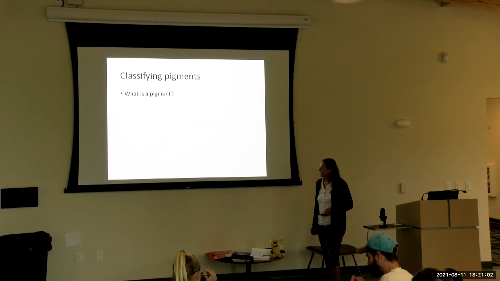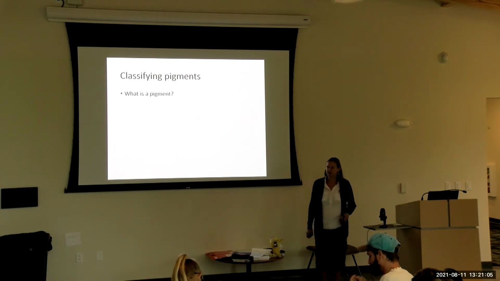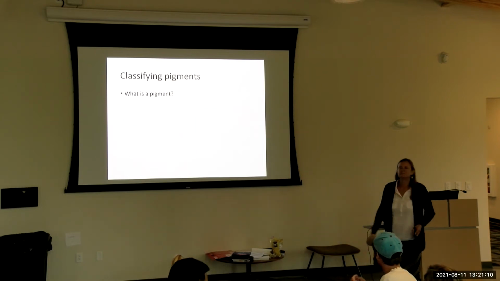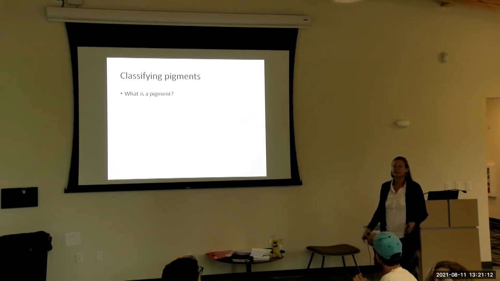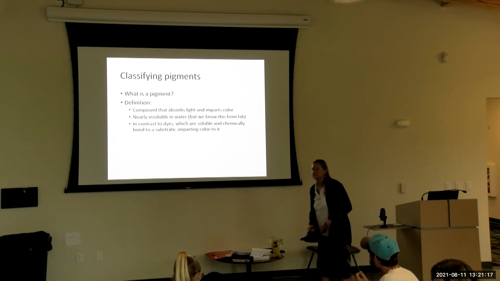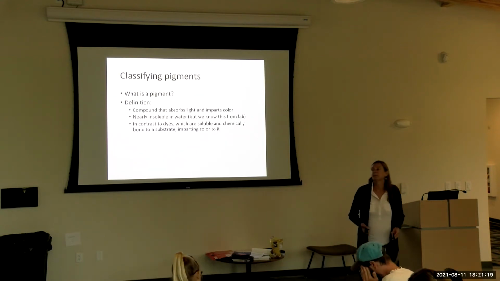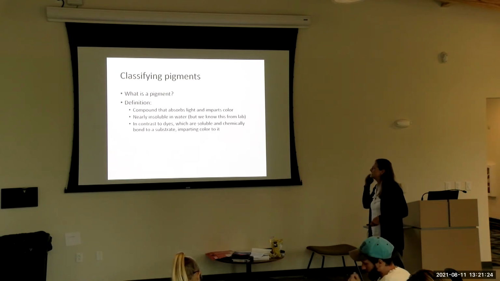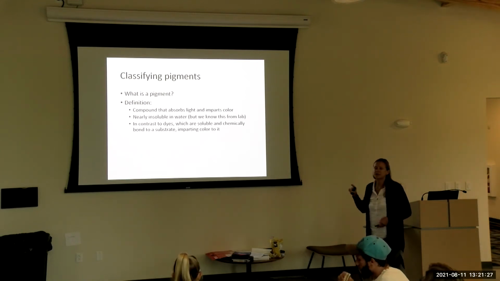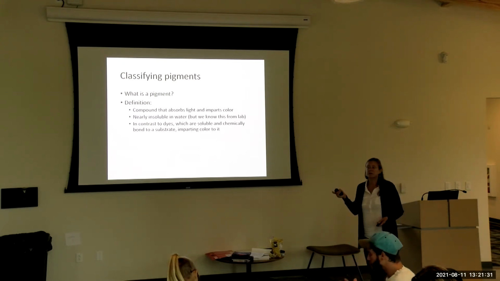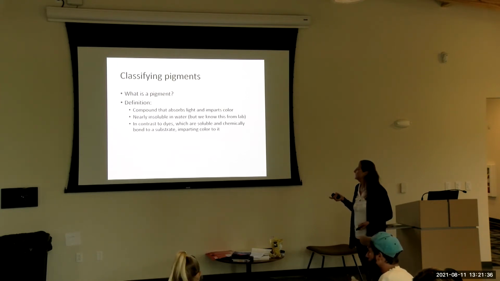Okay, classifying pigments. So what's a pigment? Don't look at your screens. Don't look at the answer. What's a pigment? Something that absorbs light. That makes sense to me. So it is. It's actually a compound that absorbs light and imparts color, because of course it's absorbing some of that light away. The definition is that it is a compound that's nearly insoluble in water. And we know this, right? Because did we extract pigments in water in the lab? No, we extracted them with solvent, right?